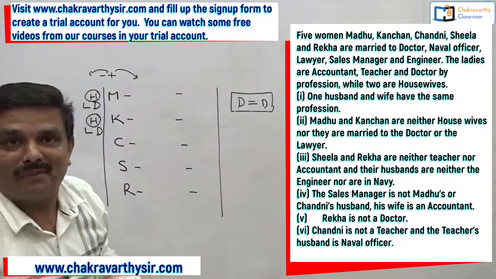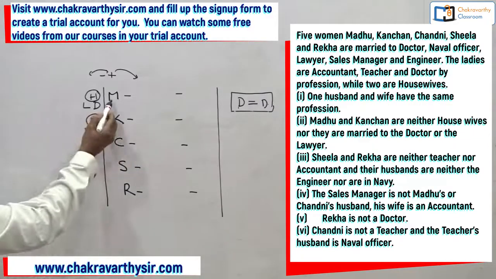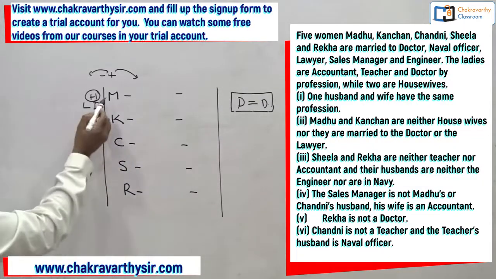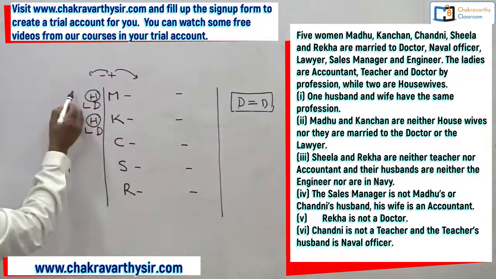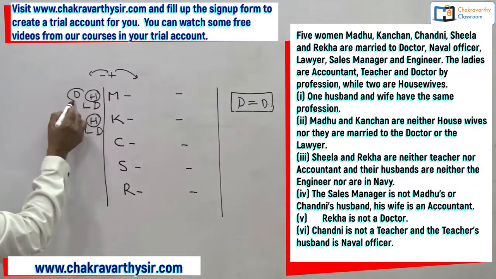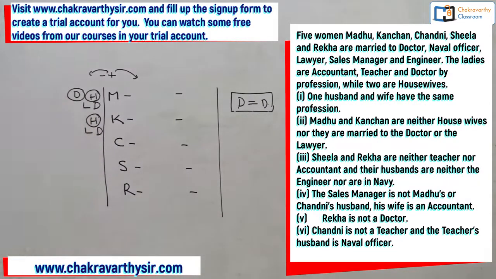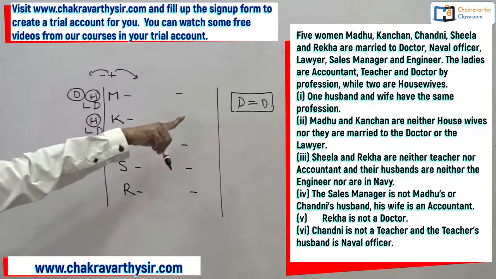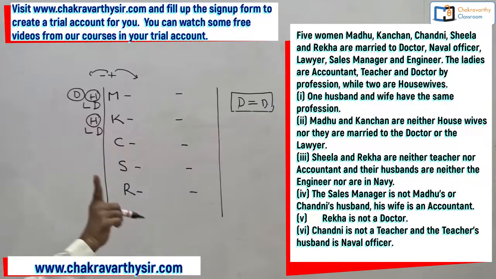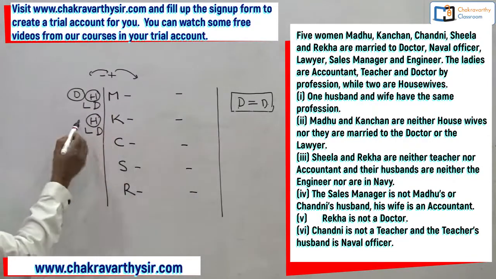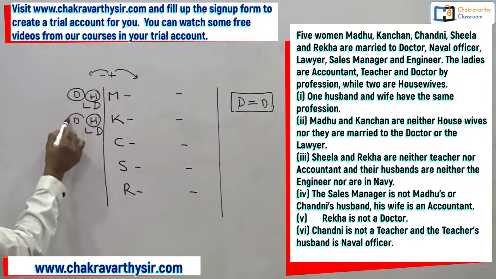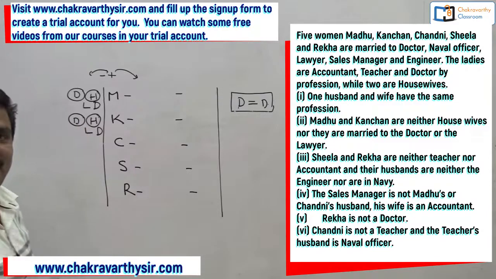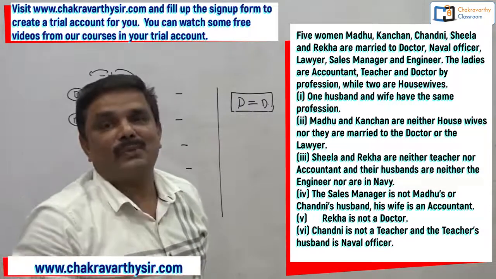So I got this hidden information, right? I am keeping this one on the left side because it is negative. Madhu herself cannot be doctor. Similarly, Kanchan's husband is not a doctor, but doctor equals doctor, so Kanchan herself cannot be a doctor. As simple as this one. Yes or no? This is the way, students.